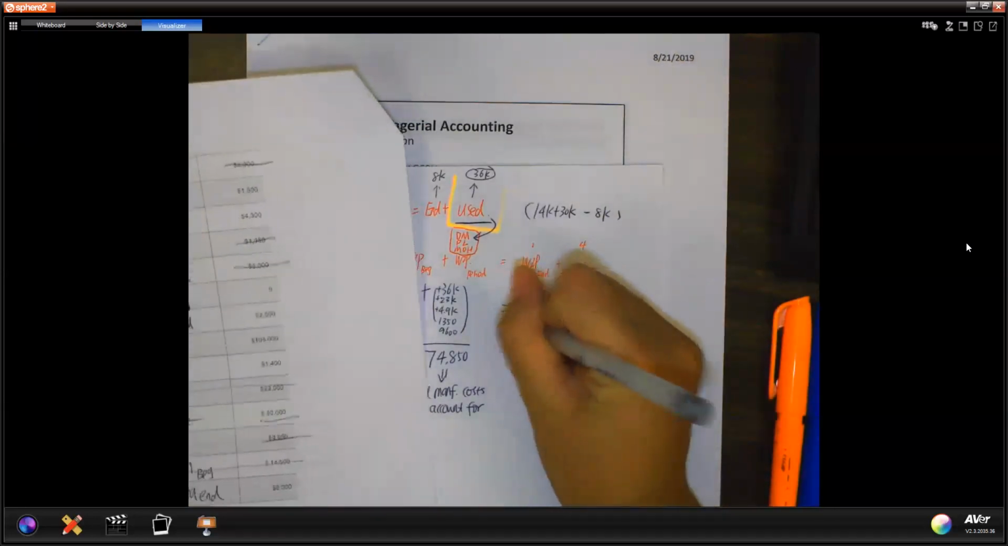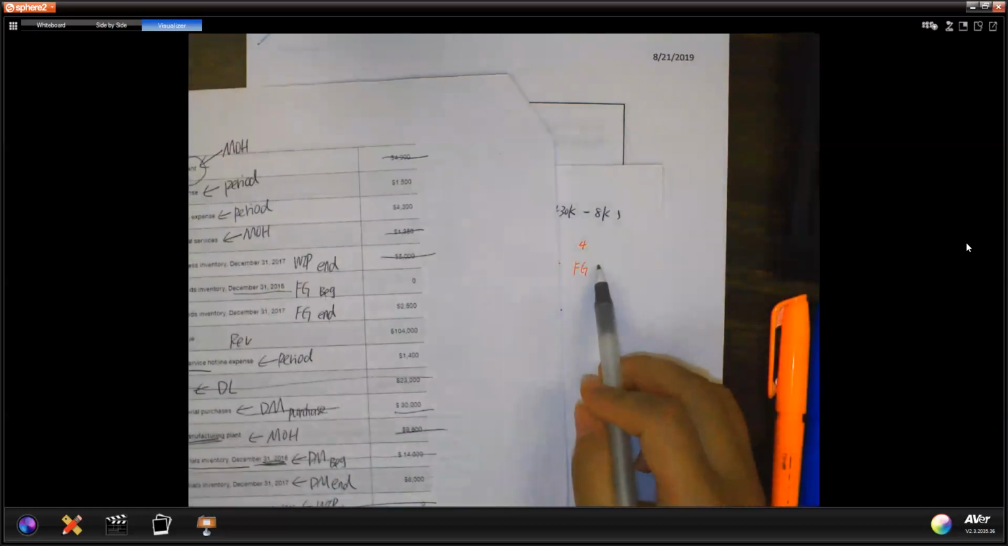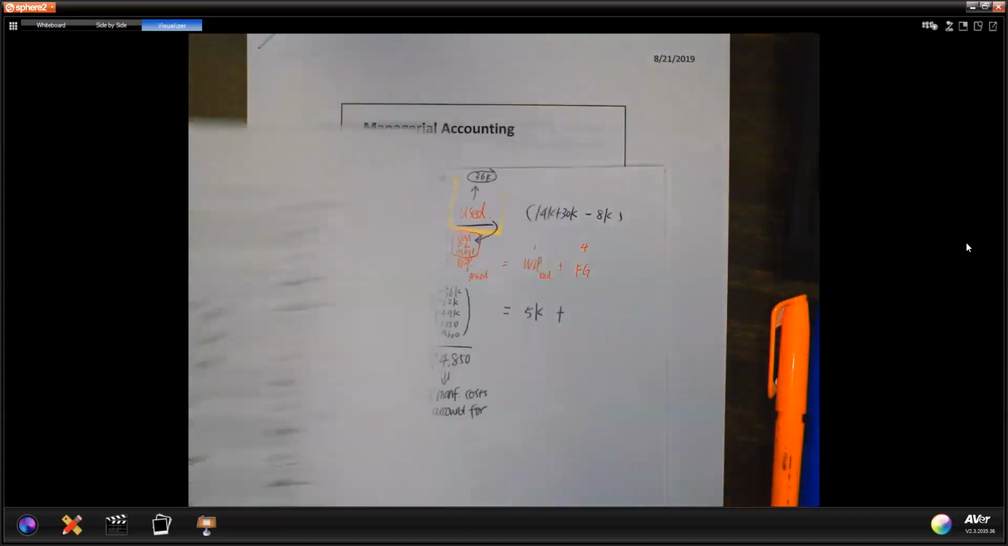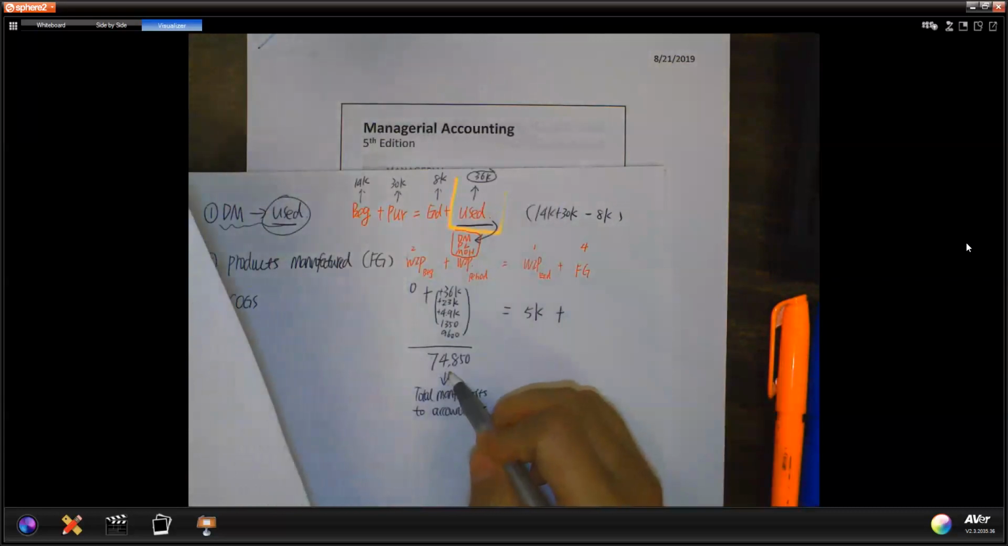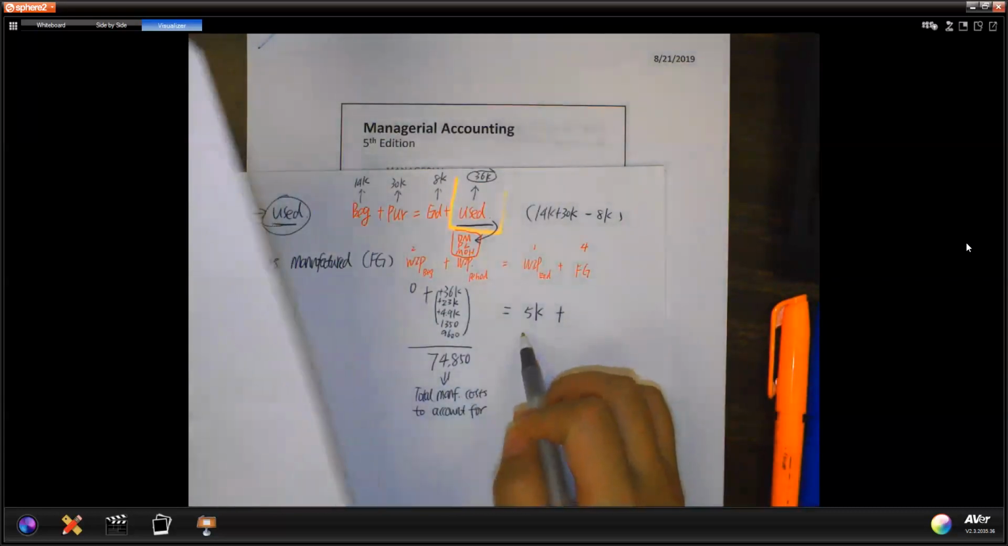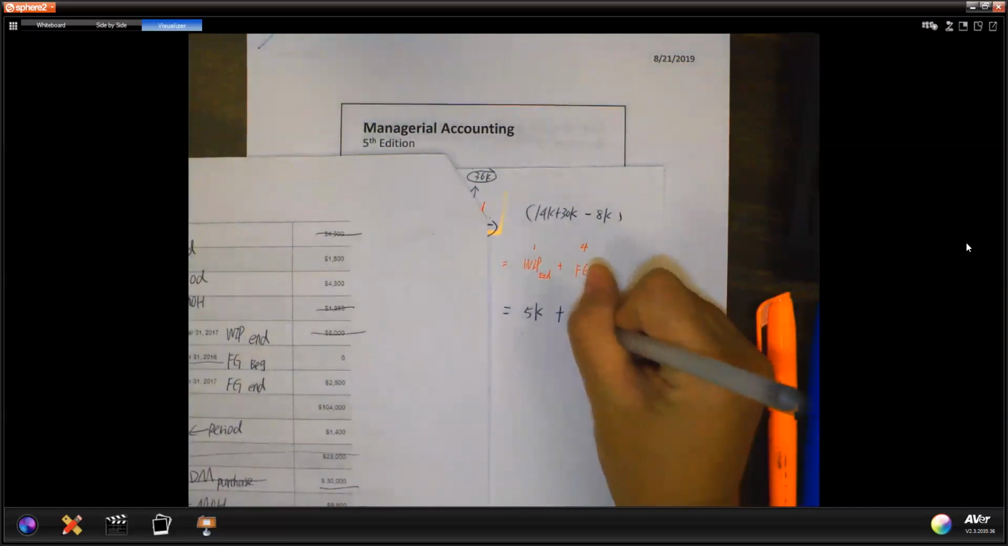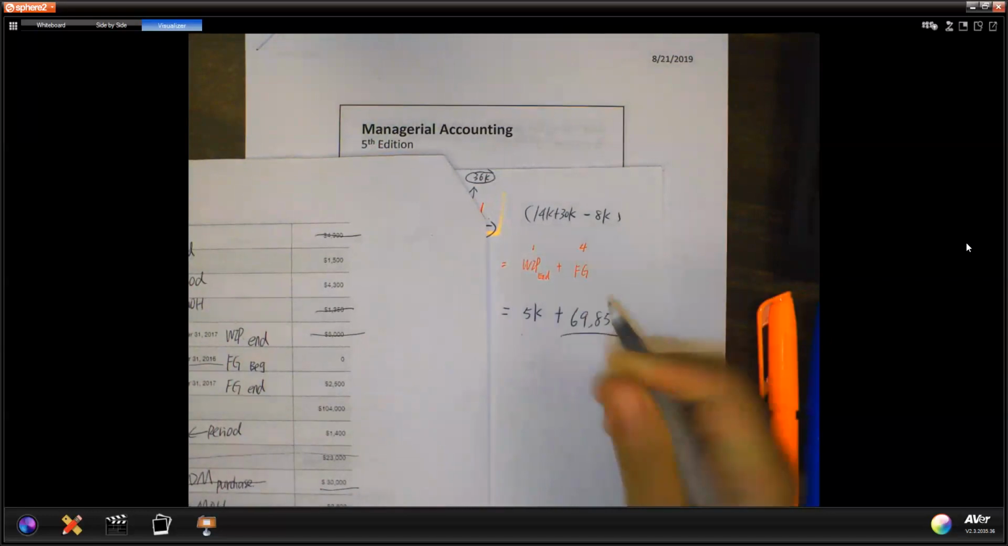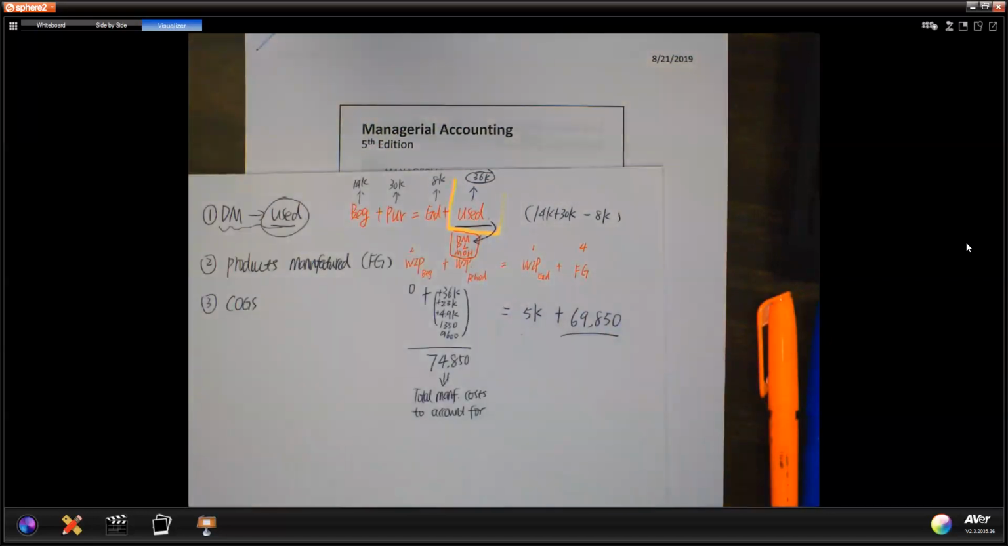So that gives you 5,000. So your total finished manufactured products will be 78,850 minus your 5,000. So during that period, you have created $69,850 of finished goods. So you have manufactured finished goods during that period of 69,850. So that is our second step.